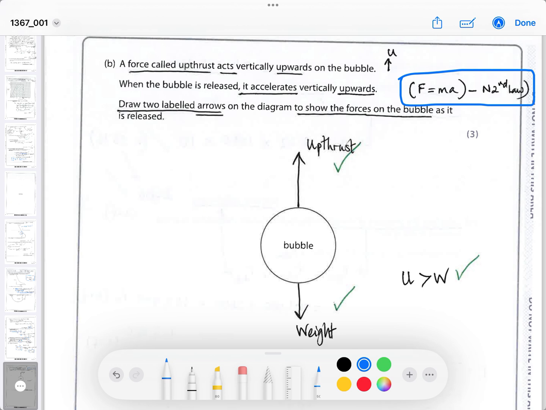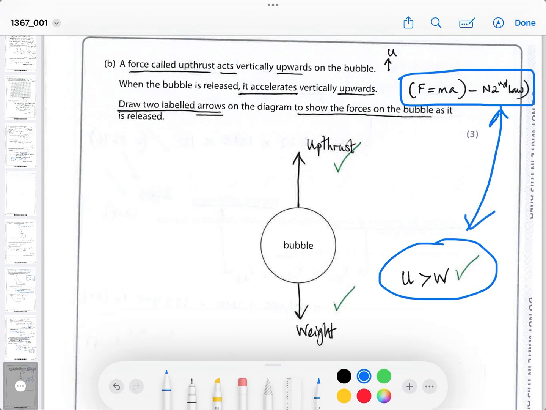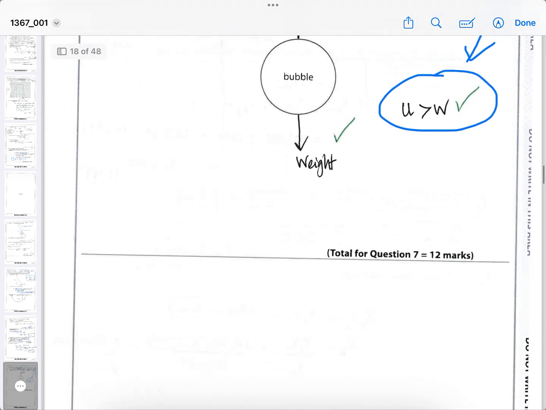So the upthrust is upwards, the weight is downwards, but the upthrust must be bigger than the weight to show that there is an unbalanced force or a resultant force. Remember, Newton's second law is always about there being a resultant force. One is bigger than the other. And that's the end of that question.